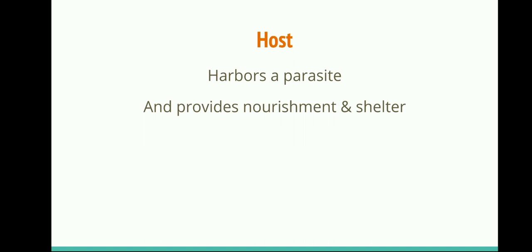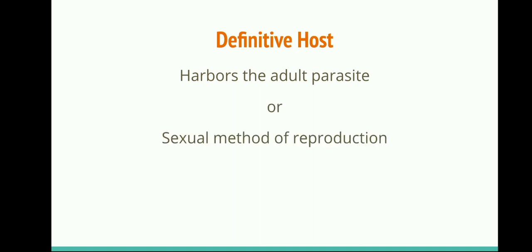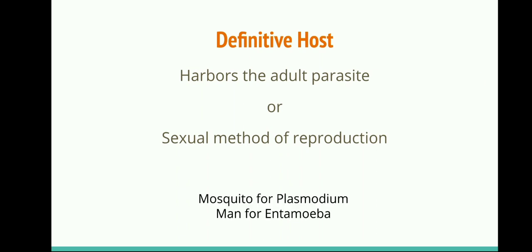Hosts can be of different kinds, like the definitive host. To be the definitive host, an organism needs to satisfy one of the following two criteria: either it needs to harbor the adult stage of the parasite, or the parasite must undergo the sexual method of replication in the definitive host. For example, we can simply remember that man is the definitive host for almost all of the parasites except Plasmodium and Echinococcus.